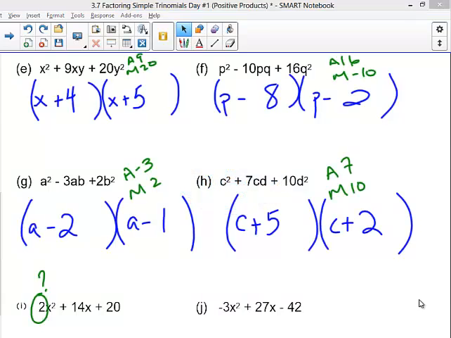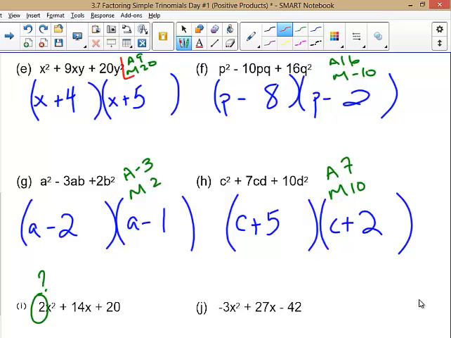Okay, so the first 4 solutions are posted here, and I wanted to walk us through a bit more of the solutions. So you can see that clearly with question E, I had an adds to 9 and multiplies to 20.